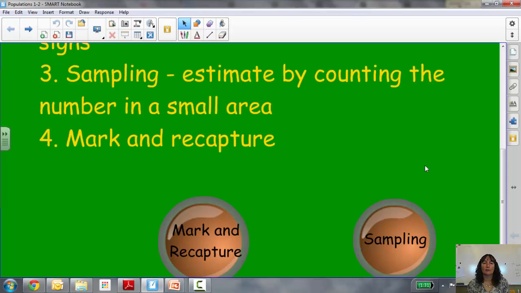Then there's something called mark and recapture, and this is pretty commonly used. This is where you catch the animals and put a tag on them of some kind, and then let them go again, and then in the next year you go back and catch them again. The ones that you catch that have tags on, and you have some that were caught without tags, there's a formula they can use to find out what the number of the population is.